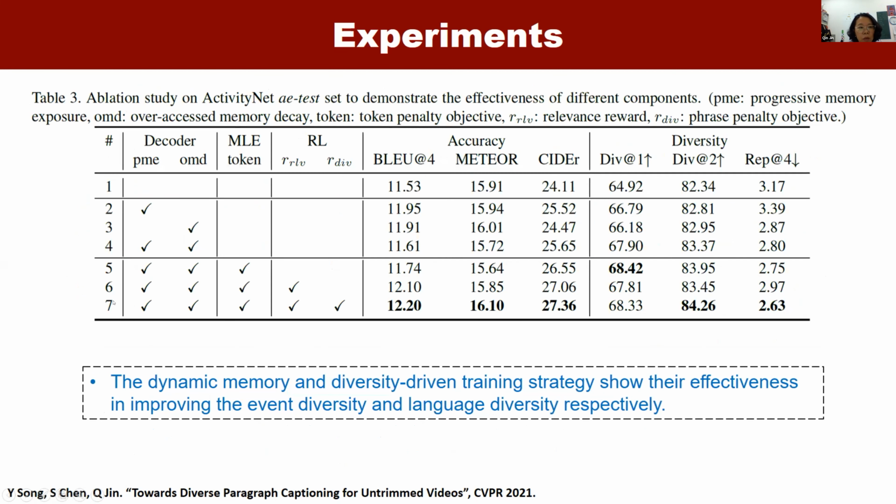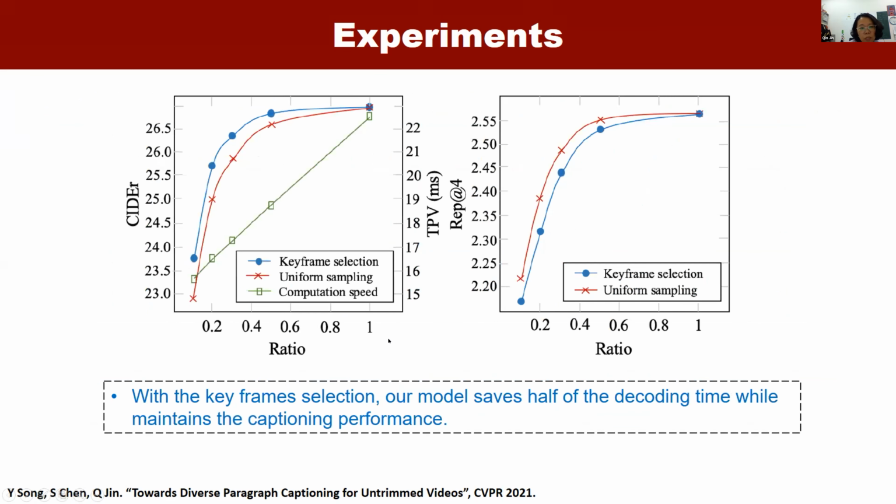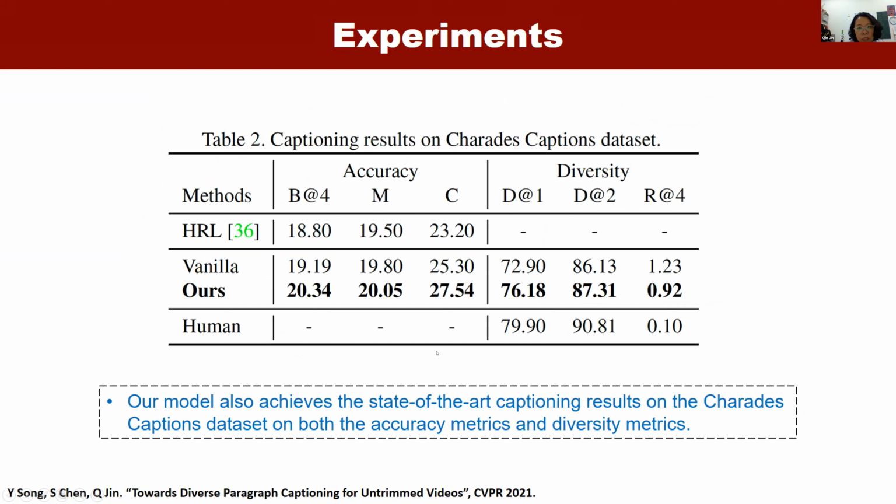This table shows the ablation study. On the decoder side, the memory decay and progressive exposure strategies both help to improve the model performance. And on the language side, the penalties both bring some gain to the model performance. These figures show that with our keyframe selection strategy, we can save time while maintaining the caption performance. We also tested on different datasets, and our model generalized well on these datasets as well.